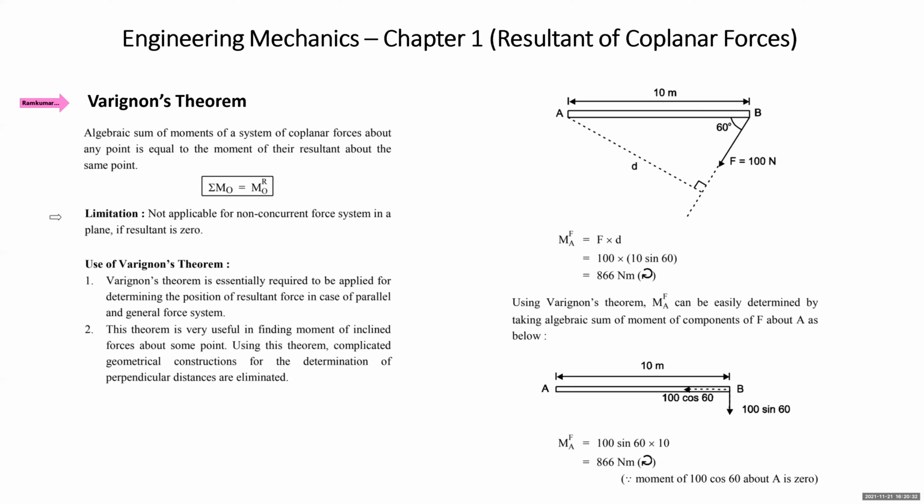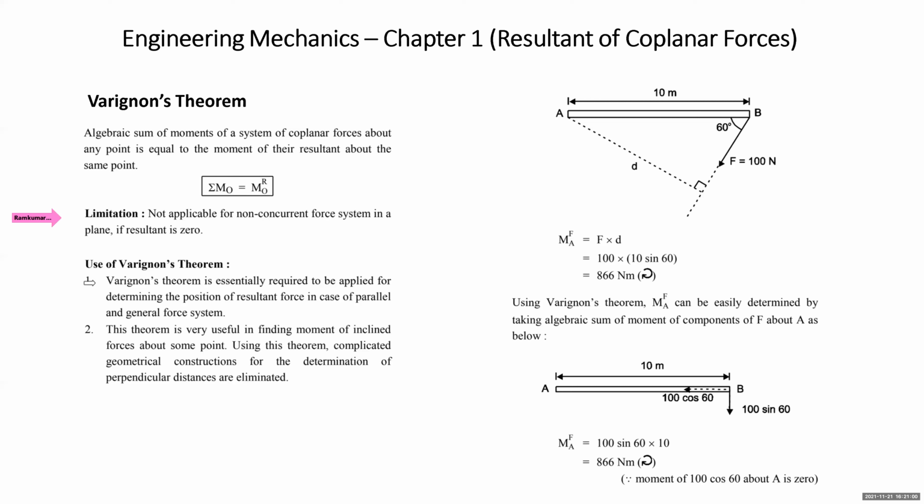Now we come to the limitation of Varignon's theorem. Varignon's theorem cannot be used when the resultant of the force system is 0. We do not use it for concurrent force systems at all. We use it only for parallel and general force systems. For those, if the resultant force is 0, then you cannot use it. And it is quite obvious: if the resultant is 0, what position are you going to locate? In that case, it reduces to some other concept which we will understand later.